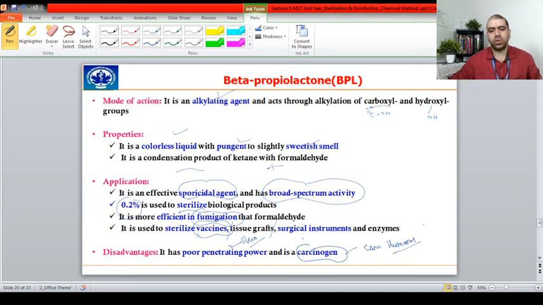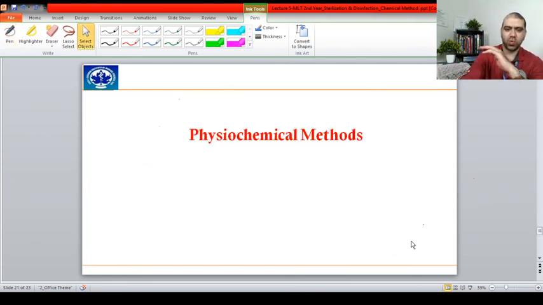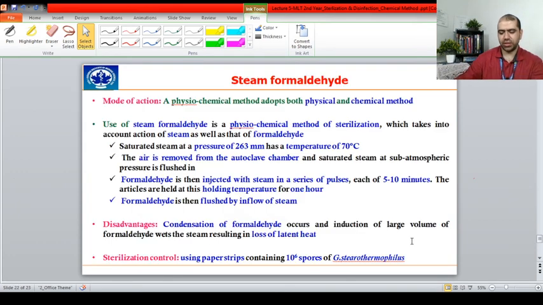So if I try to conclude this lecture, based on the need of the sterilization or disinfection, we can use different kinds of chemicals. We can use both physical methods and chemical methods, and lastly we will talk about the physiochemical methods. So what is a physiochemical method? Simply you can use formaldehyde and heat it so that steam is formed.